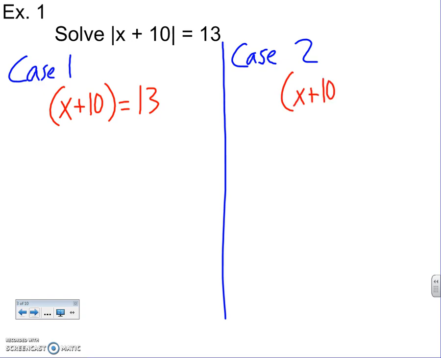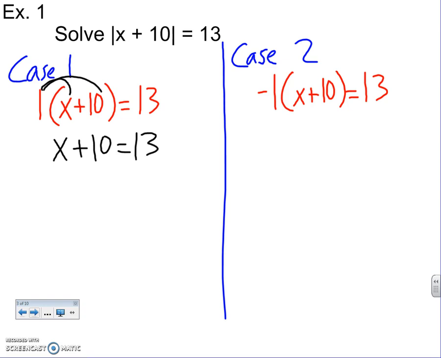Remember how I said there's a positive case and a negative case? Well, we can create the positive case by putting a positive 1 in front of the parentheses. We can create the negative case by putting a negative 1 in front of the parentheses. Now this is just a regular algebra problem like we solved before. We distribute first. Notice when you distribute a positive 1, nothing really happens. And that's okay. I'll just solve this whole side.